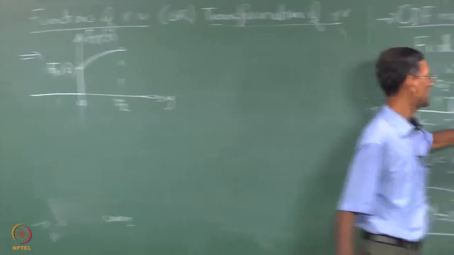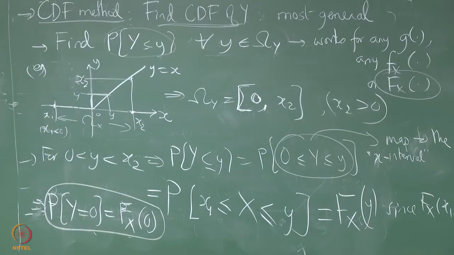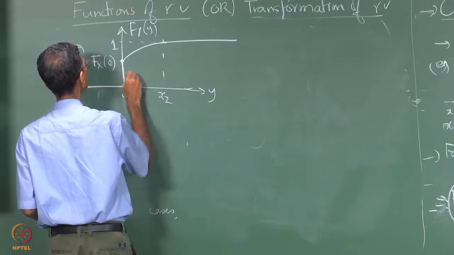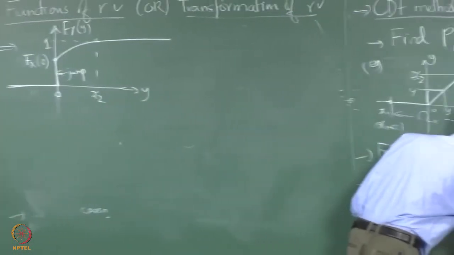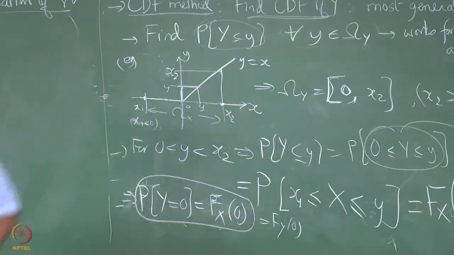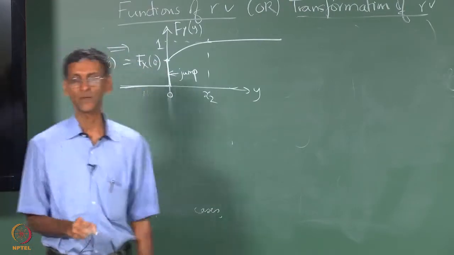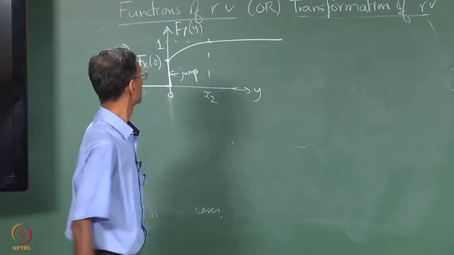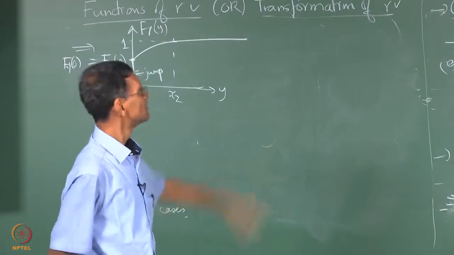I am assuming that the input random variable x is not going to take values bigger than x2. So therefore at this point itself, what do I get? I get 1. So I get the jump, and this is equal to Fy of 0 also, because the CDF always includes the right limit by our definition. So therefore capital Fy of 0 becomes the same as Fx of 0, which is some finite quantity in this case. So this is a simple illustration of the CDF technique, which works, as I said, in general.